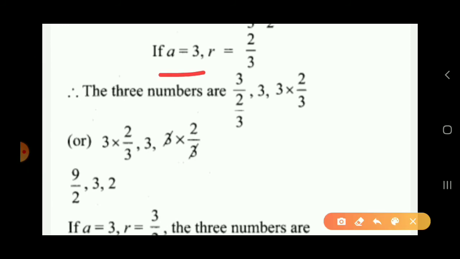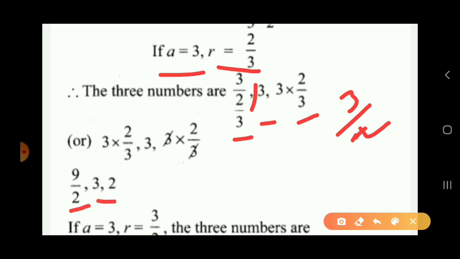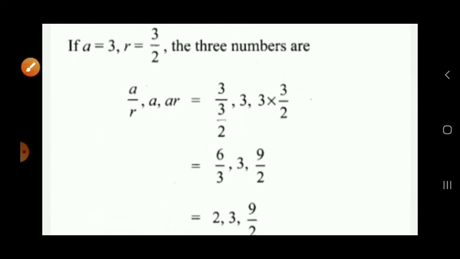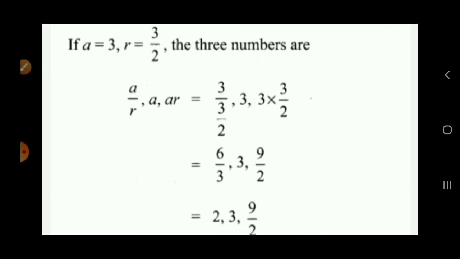So a equal to 3, r equal to 2 by 3. We can use the three numbers a by r, a, a r. So this one, for the upside, means 3 into 2 by 3 for 3 by 2, so that is 9 by 2. And for this one, the 3 cancels, so the remaining is 2. So 9 by 2, 3, 2. This is one.